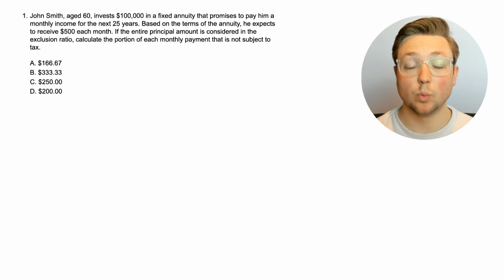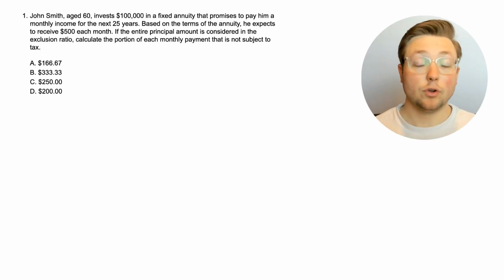Okay, here is question 1. John Smith, aged 60, invests $100,000 in a fixed annuity that promises to pay him a monthly income for the next 25 years. Based on the terms of the annuity, he expects to receive $500 each month. If the entire principal amount is considered in the exclusion ratio, calculate the portion of each monthly payment that is not subject to tax. Okay, if you don't really know what an annuity is or how it works, that's okay.